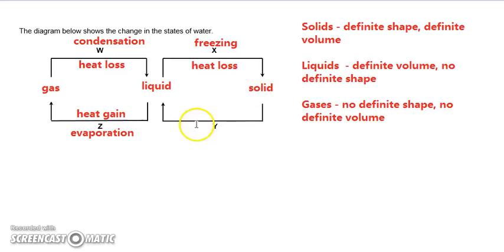And from solid to liquid, we call that melting, just like ice melts when it gains heat. If you want ice to melt, you put it in a warmer environment. If you can see the pattern here: from gas to liquid is heat loss, liquid to solid is heat loss, solid to liquid is heat gain, liquid to gas is heat gain. So there is a pattern, but the names of the processes are different.